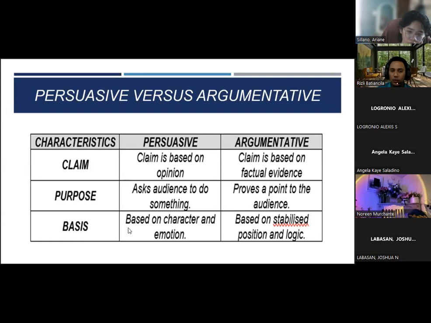And then persuasive naman according to basis. Ang basis ng persuasive is the reader's emotion. Okay, gaya nga ng sabi ko kanina, it appeals to the reader's emotion based on the character. Ang argumentative naman is based on the established position and logic or even evidences. Okay, so that is the difference between the two. So again, persuasion appeals to the reader's emotion. And on the other hand, argumentation naman relies on logic and evidences. Okay, so that is the difference between persuasive tsaka argumentative.